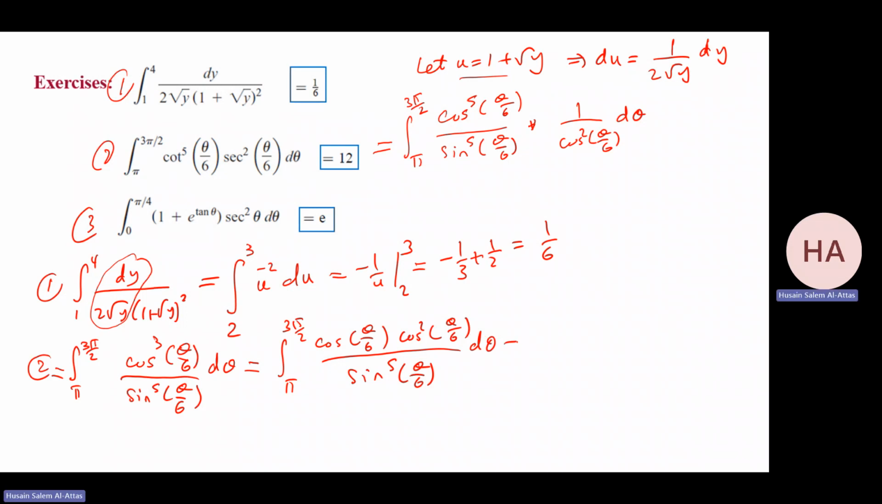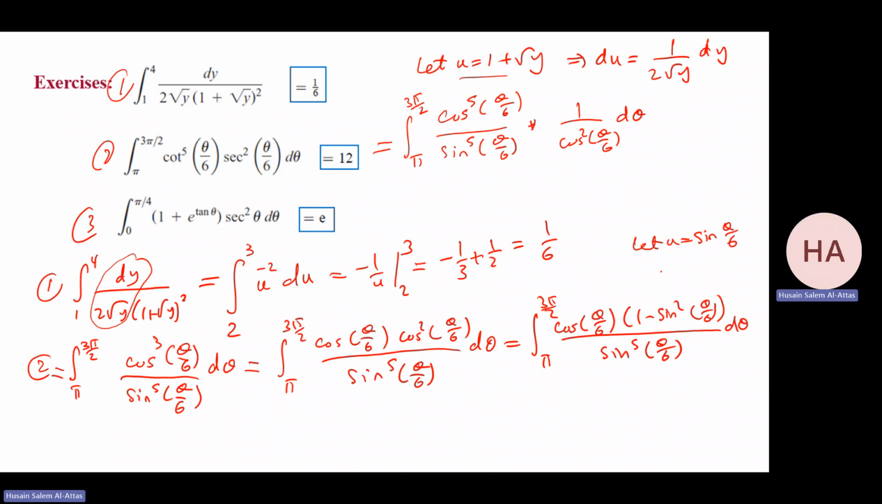And this one, I can rewrite it. Until now, I did not do any substitution. I'm just trying to rewrite the function. That will be (1 minus sine squared theta over 6) over sine to the power 5 theta over 6 d theta. So if I let u equal sine theta over 6, du will be what? 1 over 6 cosine theta over 6 d theta.